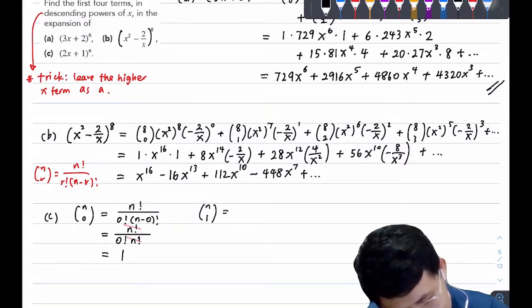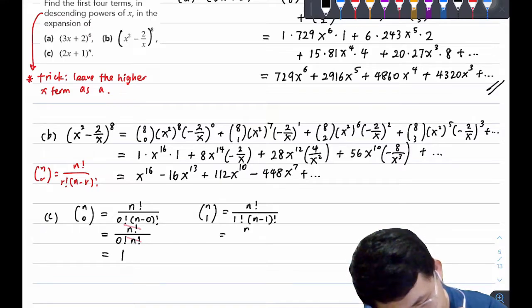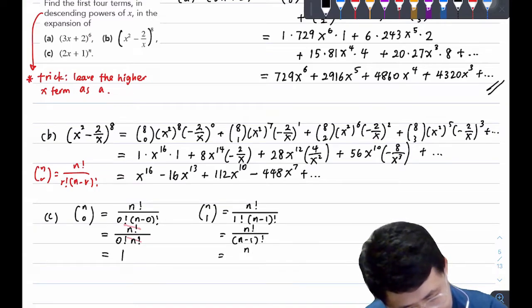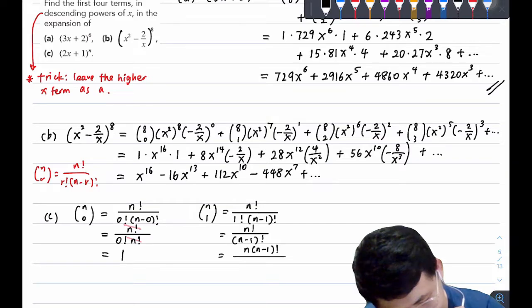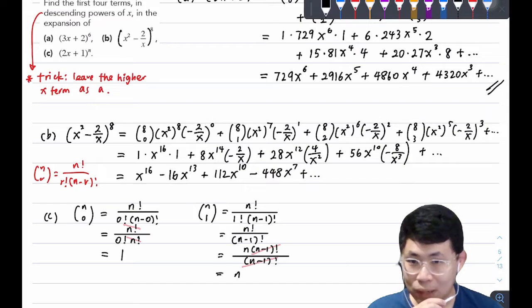n choose 1 is going to be n factorial over 1 factorial times n minus 1 factorial. So we have n factorial divided by n minus 1 factorial. Let's expand and see. I can rewrite n factorial as n times n minus 1 factorial, and the whole thing is divided by n minus 1 factorial. Something cancels away and we are left with n. So this is n choose 1.